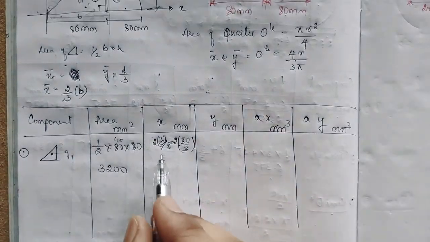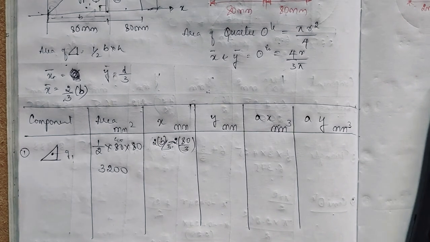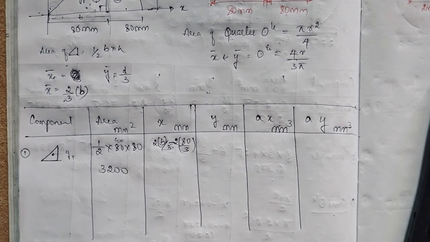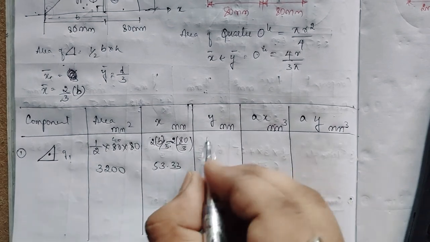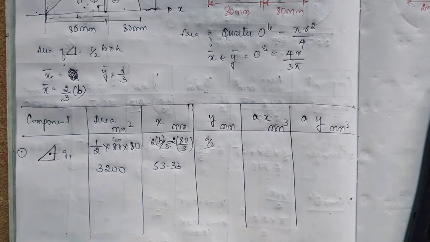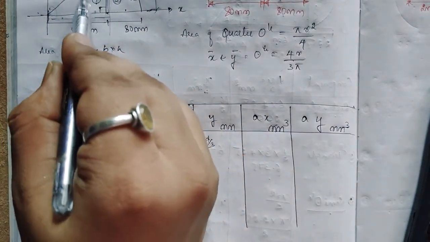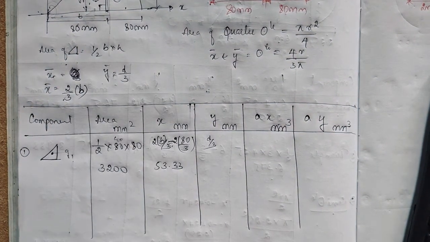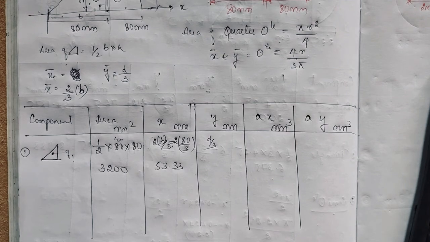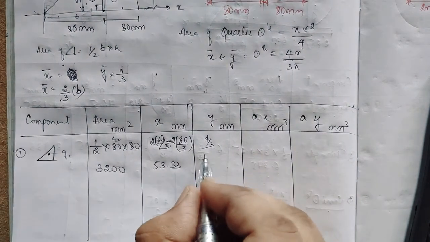So the value of x is 2 into 80, that is 160 by 3, it is 53.33. The value of y is d by 3. The value of y will not change, d by 3, that is nothing but 80 by 3, that is 26.66.